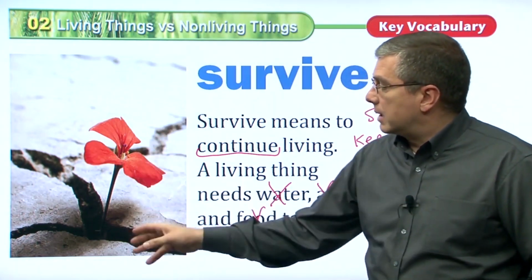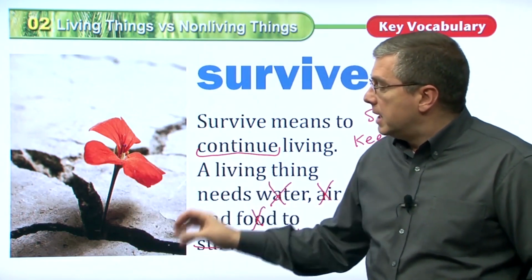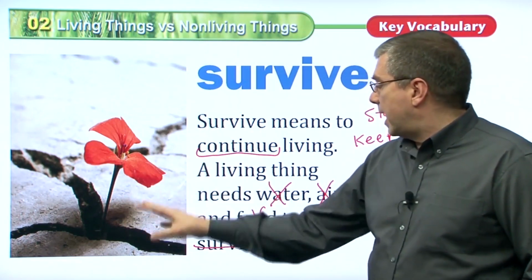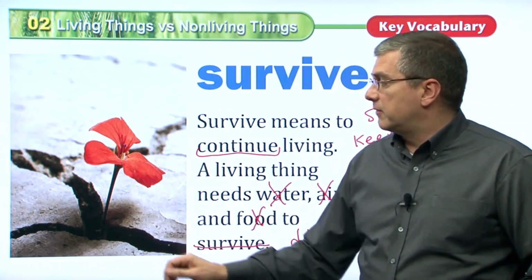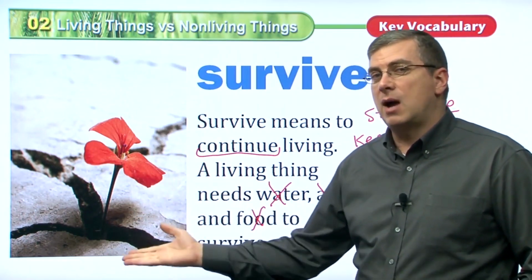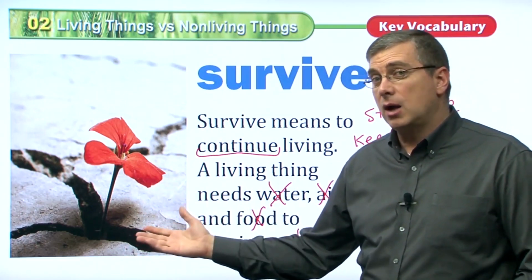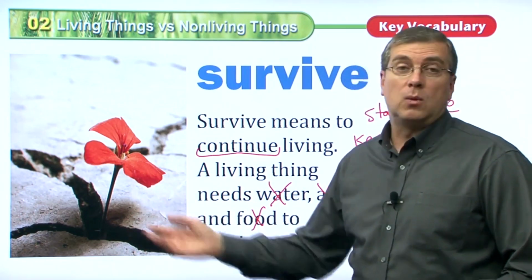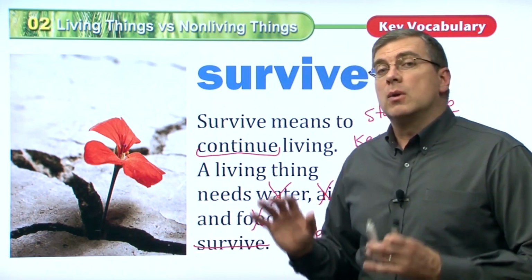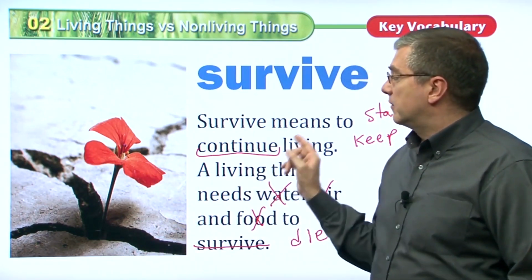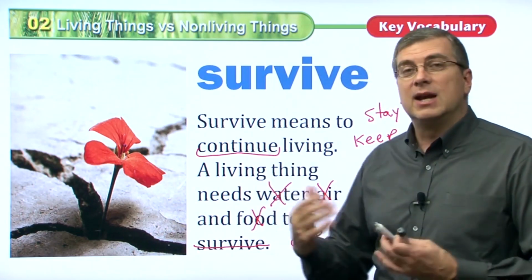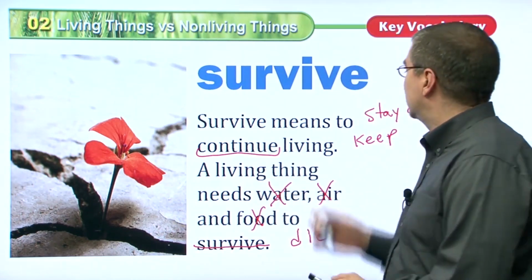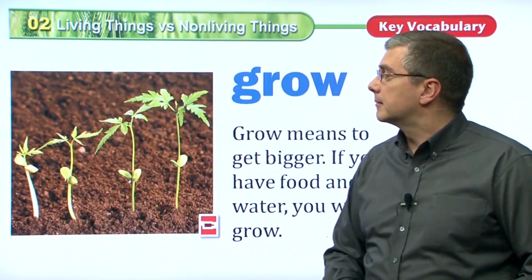Look at this flower right here. This flower is growing up. It needs water, air, and food in order to survive. If you take away water, the flower will die. No air, the flower will die. No food, and the flower will die. So all living things need to survive. They need these things in order to keep living, to continue living.